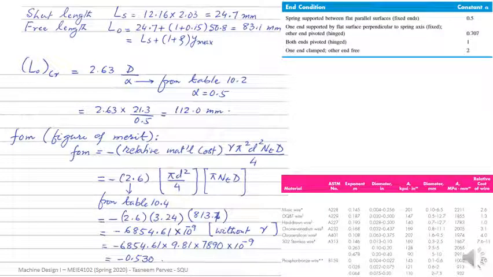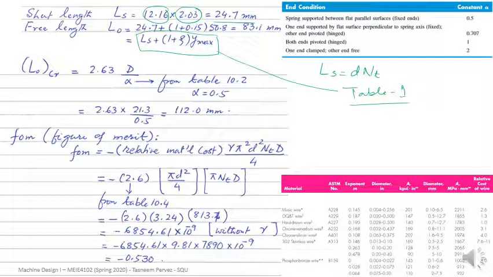Once the total coil is known, then I know that the length at the shut is d times N_t, the total number of coils. And that's what you did. This is the diameter of the wire, and this is the total number of coils. So this is the shut length. And the free length is given by this. You can actually use it. I think the value is given in one of the tables, which is table 1. This is given in table 1.